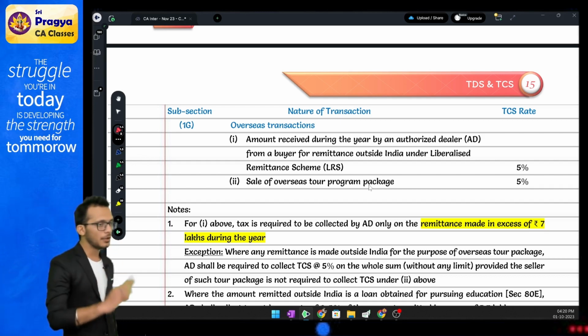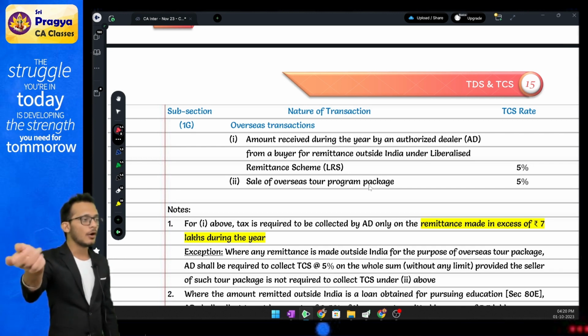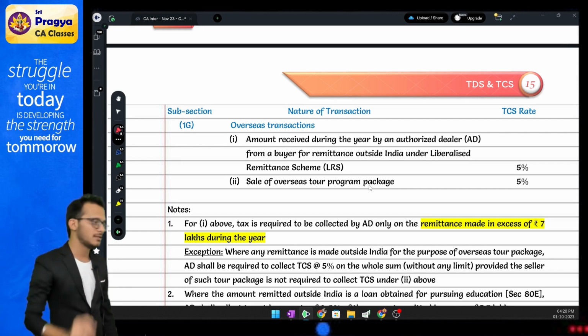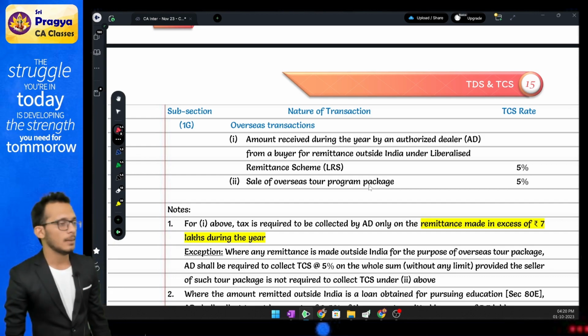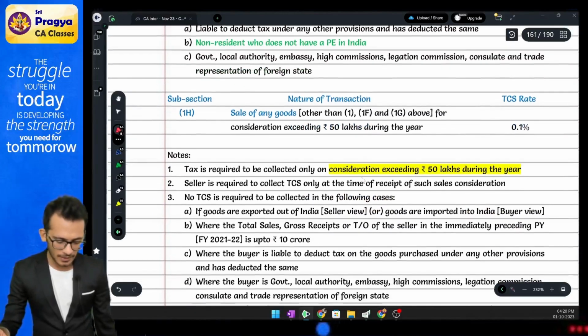But at any given point of time, for an overseas tour package, whether you make the payment directly to the tour operator or you make it through the AD banker, it doesn't matter. It is always 5%, no limits. 5%, no limits. Yes or no?